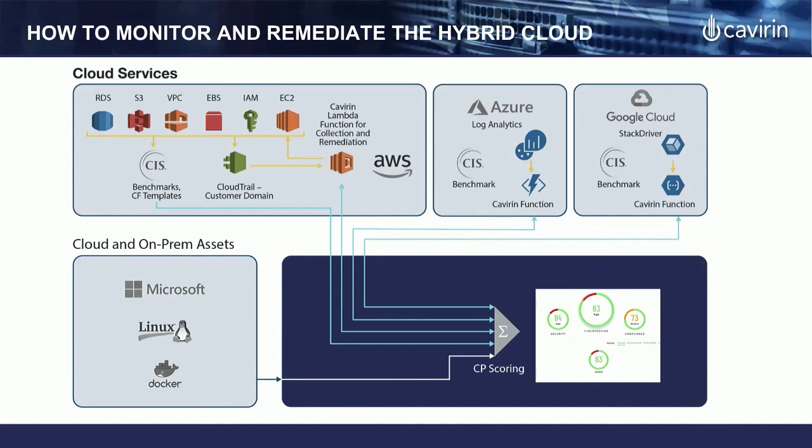Just to summarize, what you're seeing here is a generalized view of our cloud workflow across AWS, Azure, and Google Cloud, as well as looking at on-prem or cloud workloads. They're combined into the Cyber Posture Score and presented to the dashboard.